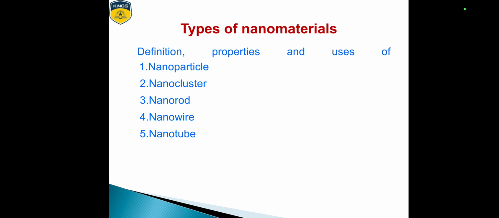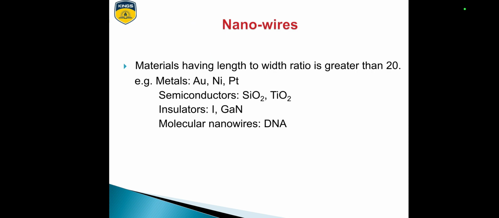Then we come to the topic, types of nanomaterials. Here we will discuss the definition, properties, and uses of nanoparticles, nanoclusters, nanorods, nanowires, and nanotubes. So what are the types of nanomaterial? One is nanoparticle, second is nanocluster, third is nanorod, fourth is nanowire, and fifth is nanotube. Let's see them one by one.